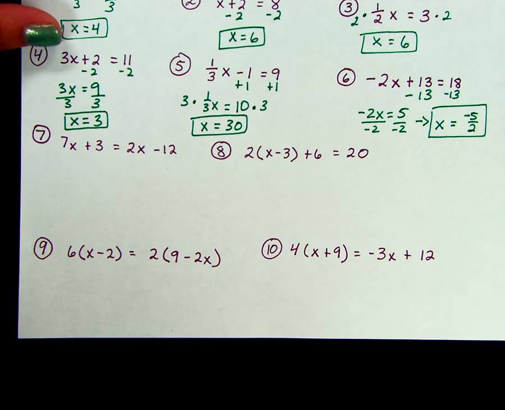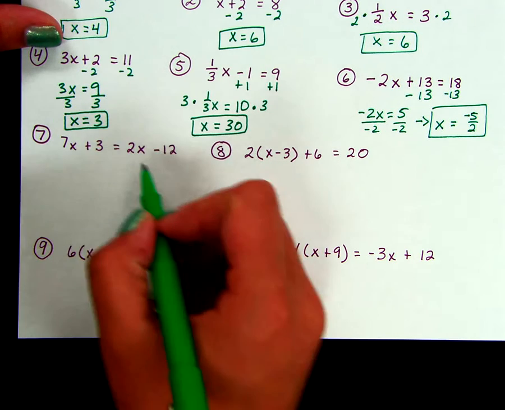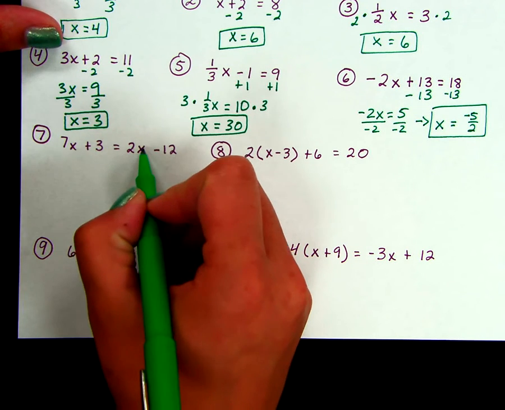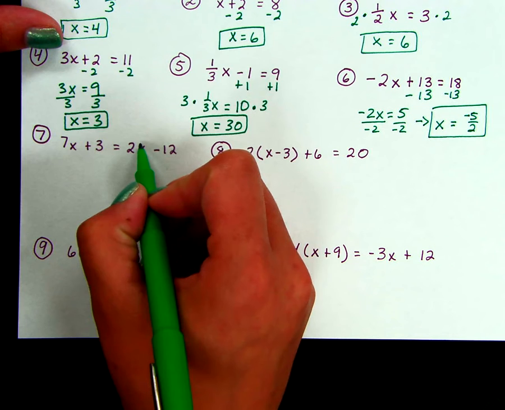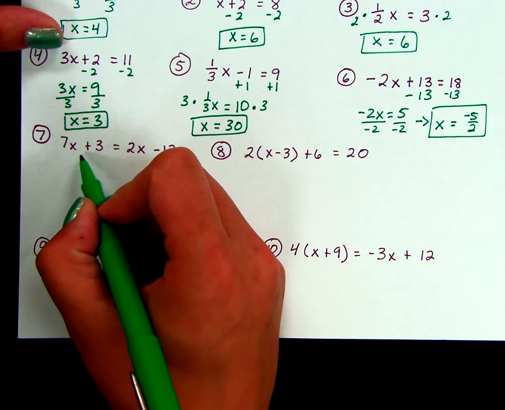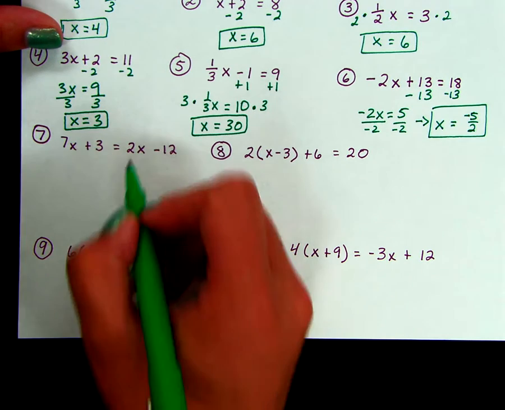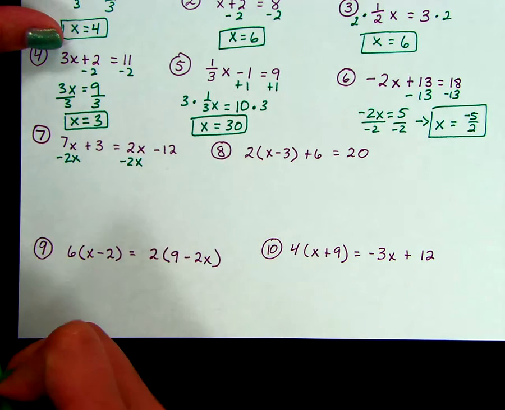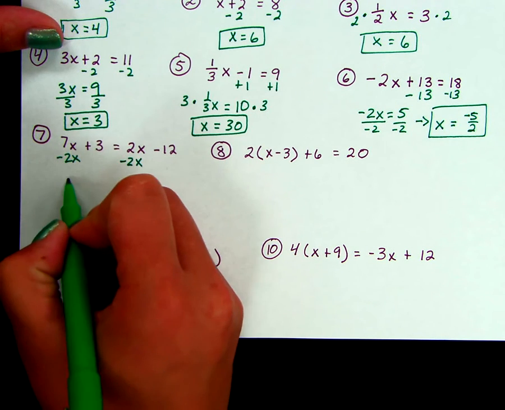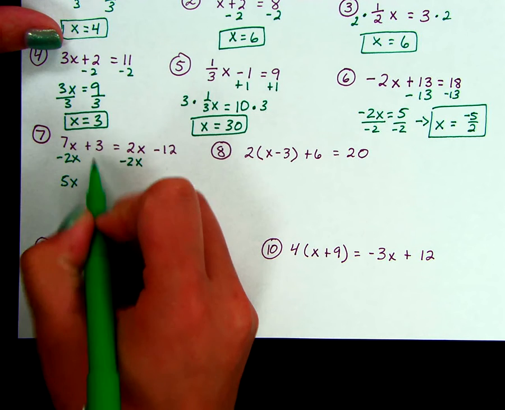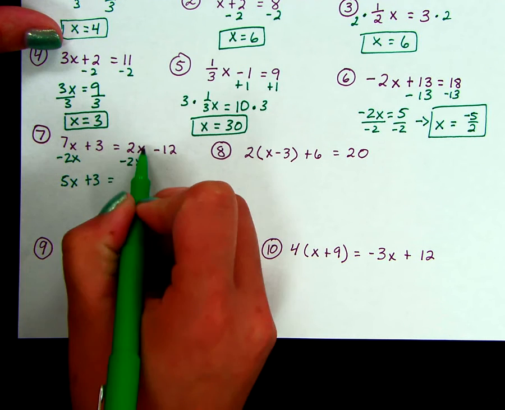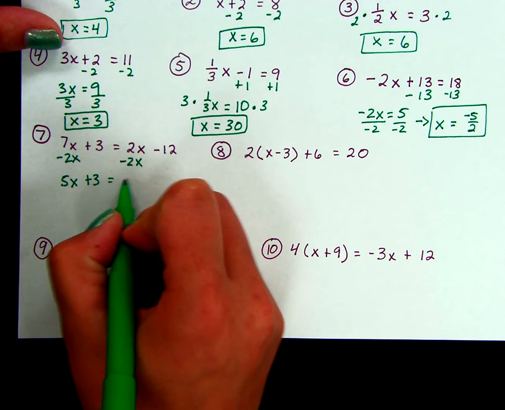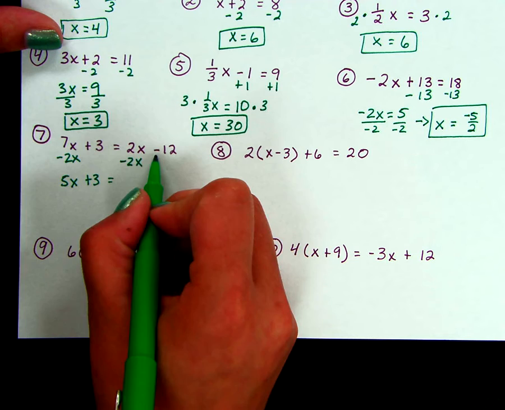And I would like to try to leave them positive if possible. So I'm going to move the 2x over to this side. So since we're moving it across the equal sign, we have to do the opposite. So we're going to subtract. So now 7x minus 2x is 5x. We still have our plus 3. And then this cancels out. So it is equal to a minus 12. So make sure you don't lose that subtraction sign.